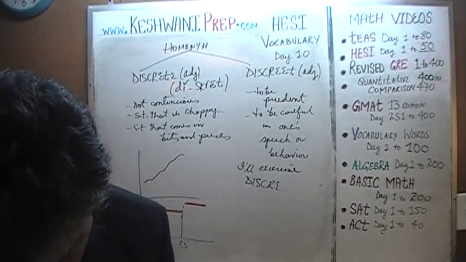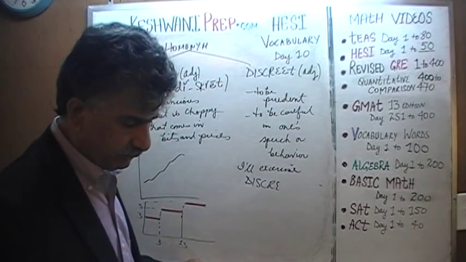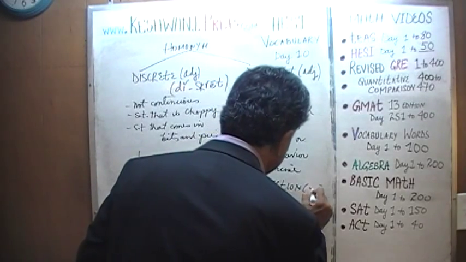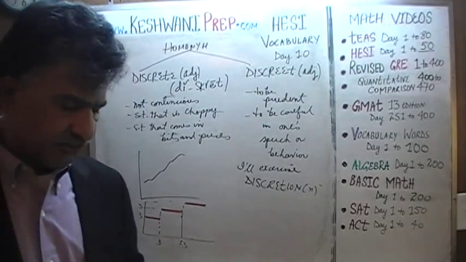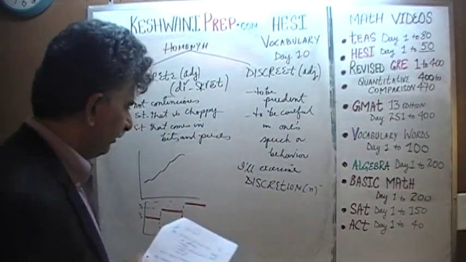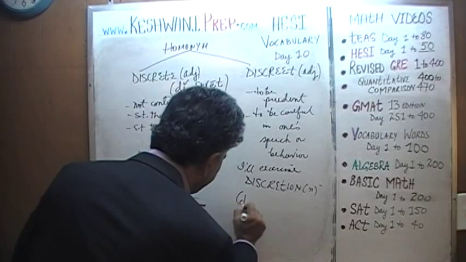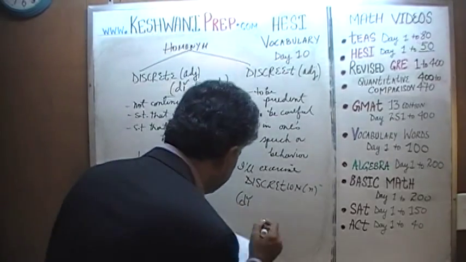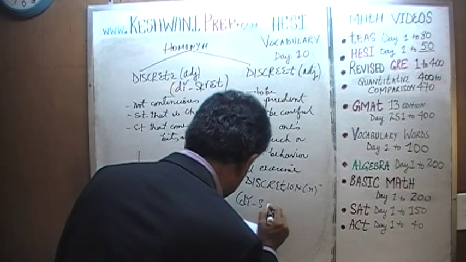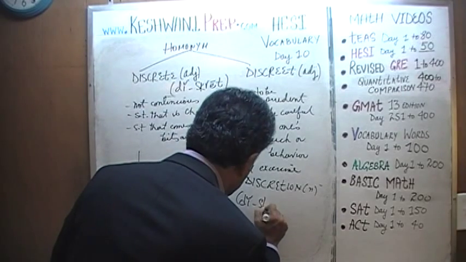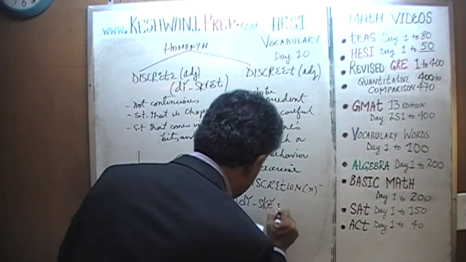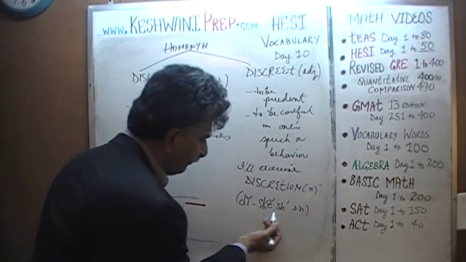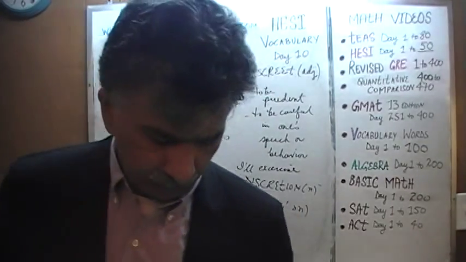I don't know why I went there, because I don't know how to spell the noun here. How to spell another? There you go. Discretion. To exercise discretion. Discretion. First syllable is D, just like before D. Discretion. Don't worry about it.